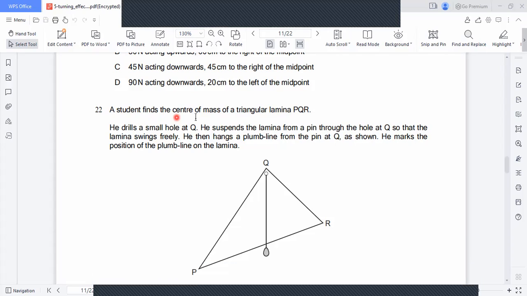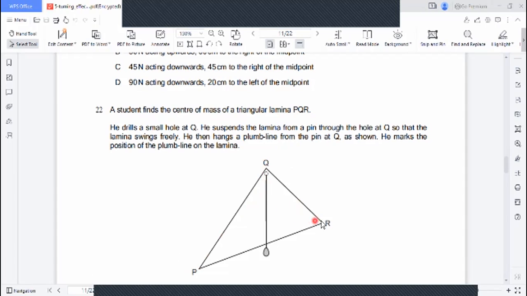A student finds the center of mass of a triangular lamina PQR. P is here, Q is here, and R is here. He drills a small hole at Q. Okay, a hole is here. He suspended the lamina from a pin through the hole. The pin is here at Q, so that the lamina swings freely. So it can swing freely like this, or you can rotate it.